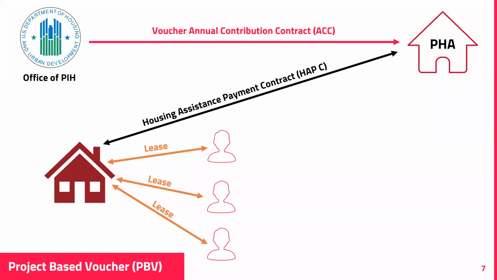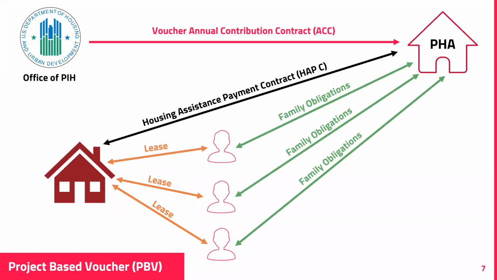That property then executes a lease for each unit with the project-based voucher tenant. Now the tenant has obligations directly with the public housing authority. So this means even though the contract for the HAP payment is between the property and the housing authority, the property themselves actually don't do anything with the family with the exception of the lease. All of the obligation as far as the income and the income certification is done directly with the housing authority.